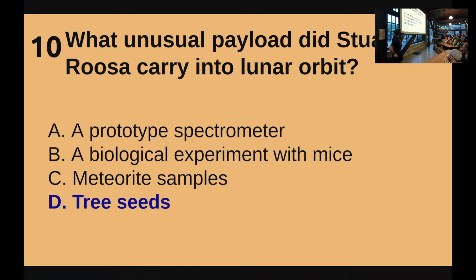And question 10. What unusual payload did Stuart Roosa carry into lunar orbit? This is D, tree seeds. These then became moon trees as part of an experiment that discovered that they actually grew still pretty well. So those are the trivia answers.